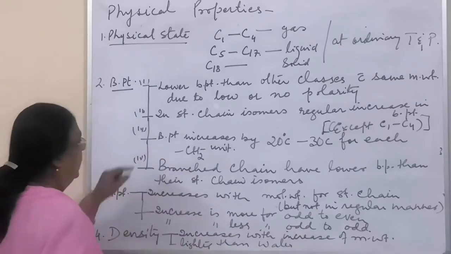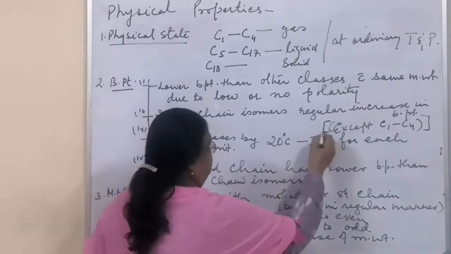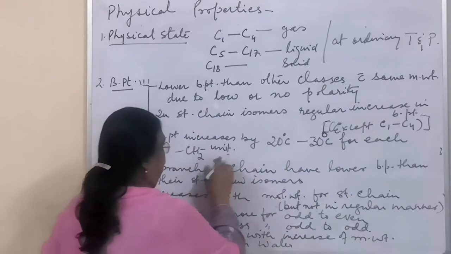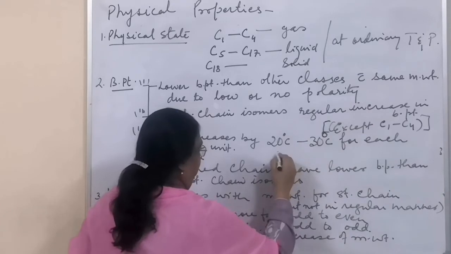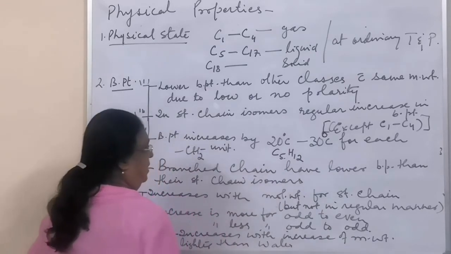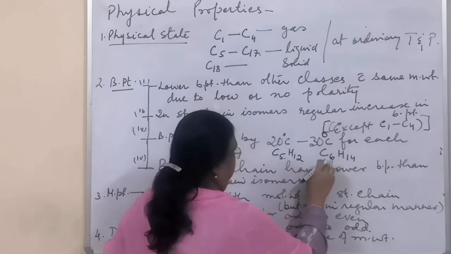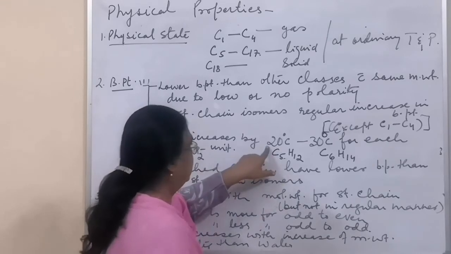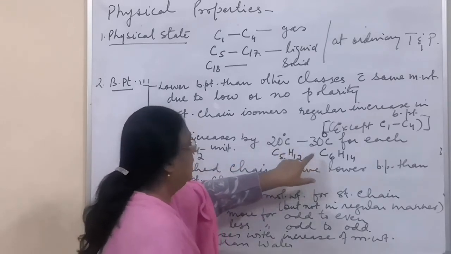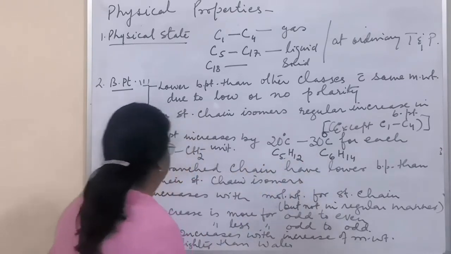Third point, boiling point increases by 20 degrees Celsius to 30 degrees Celsius for each CH2 unit. If you take carbon 4 and above, that is C5H12, carbon 5, and you take C6H14, one CH2 unit is more. So the difference in the boiling point will be 20 degrees Celsius to 30. This will be having 20 degrees Celsius lower boiling point than this. So that is what it means.